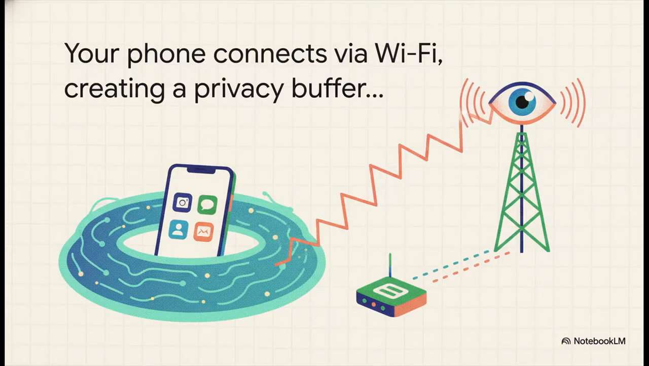So what you're doing is creating a clean separation. Your phone, with all your sensitive stuff, connects to the internet over Wi-Fi from the hotspot. The hotspot is the only thing that actually talks to the cellular network. You've basically built a privacy moat around your personal device.